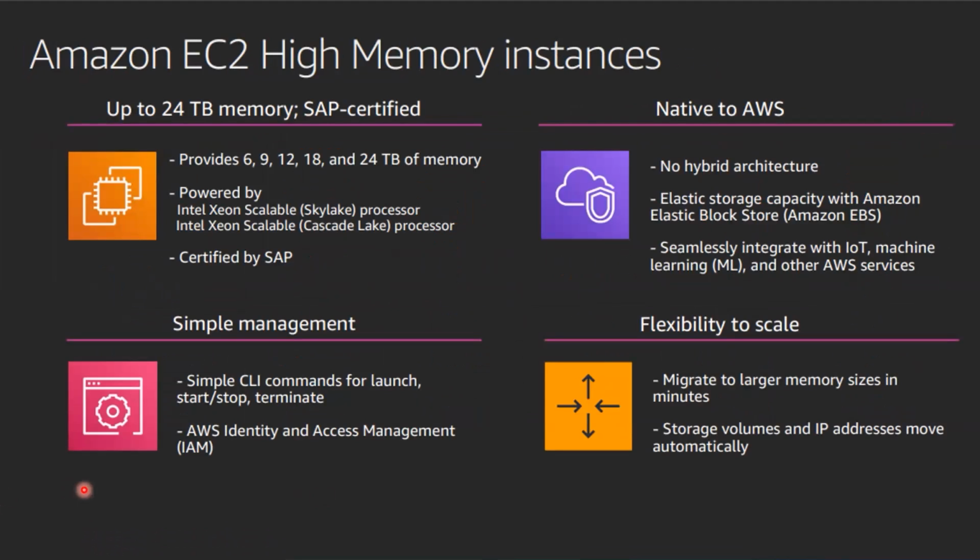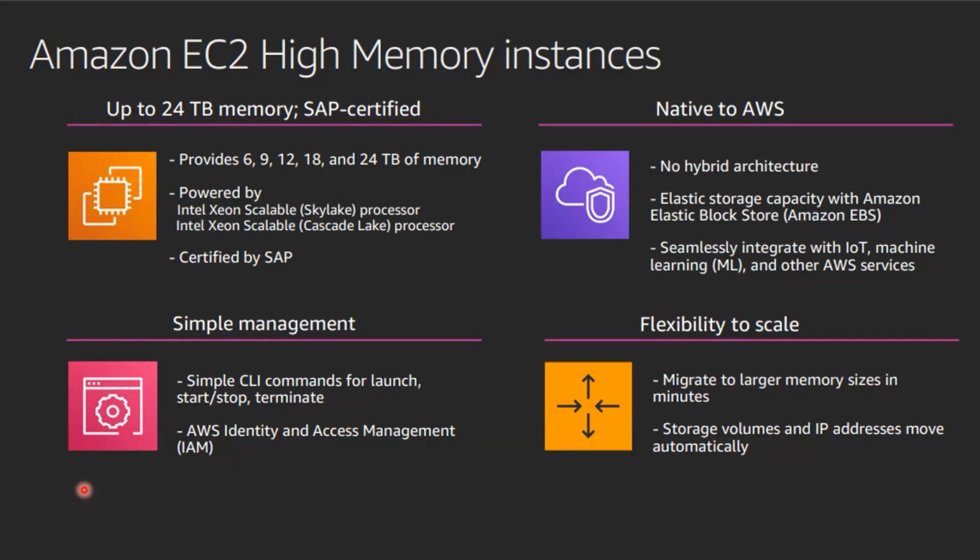Now, Amazon EC2 high memory instance, as we discussed, it supports up to 48 terabyte. I think this is incorrect. Now 48 terabyte of memory is supported even with SAP certified. With the newer instances, you can go even up to 48 terabyte of memory. It is all powered by Intel Xeon Scalable Skylake processor and Intel Xeon Scalable Cascade Lake processor, and these are certified SAP VMs. Now it's all native to AWS.